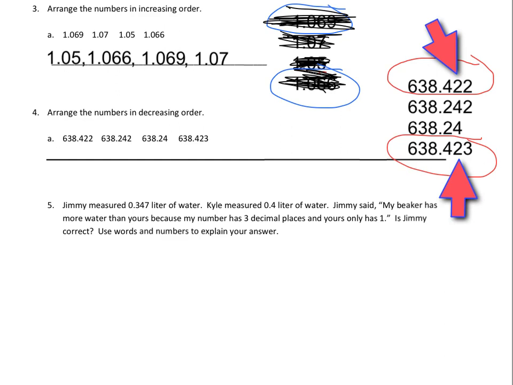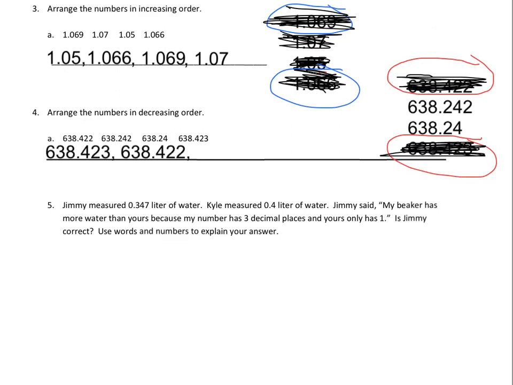Each has a 4 in the tenths place, so let's look at the hundredths place. Each number here is a 2, so we have to move on to the thousandths place. In the thousandths place, we have a 2 and a 3. We are looking for the largest number. 3 is larger than 2, so 638 and 423 thousandths is our biggest number, and 638 and 422 thousandths is our second largest number. We'll now write these numbers on the line to our left.